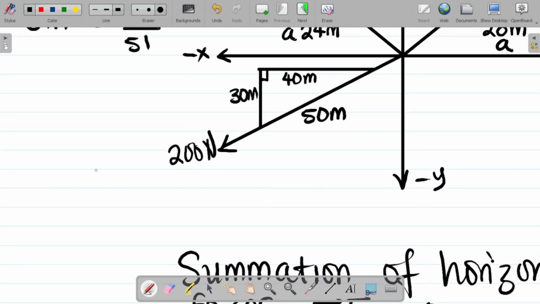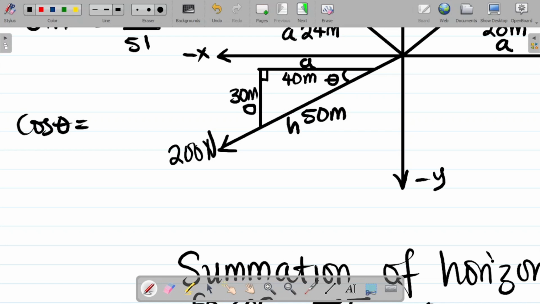For the 200 Newton force, let's get cosine. Again, look at theta here, where theta is simply the angle between the force and the horizontal line. This line is my horizontal, this is my force. So the angle between the force and the horizontal is theta. Now, the opposite of this angle is this one here, which is 30. So I'll call this opposite. Adjacent is this part here. Hypotenuse is your longest part, 50.